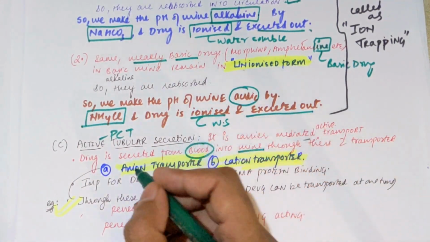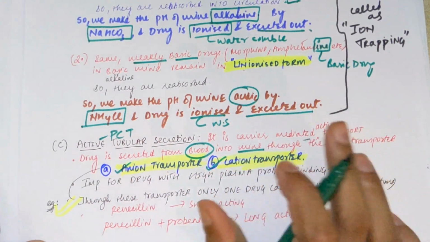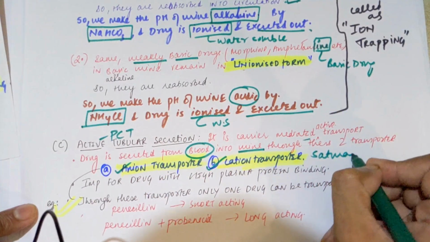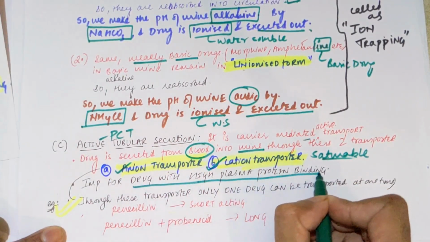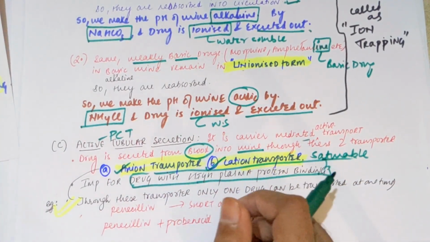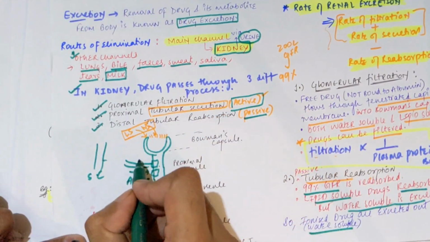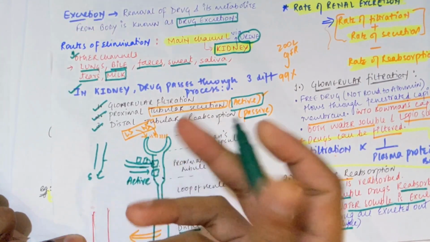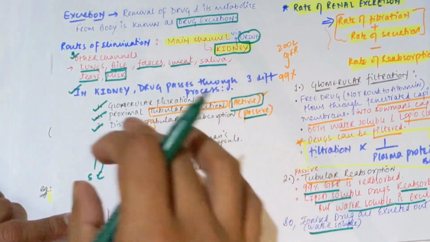And there are two transporters, one is for acidic drugs, anions, and one is for basic drugs, cations. Clear? So these two transporters are present and they are saturable. I am telling you the meaning of saturable, and it is important for drugs with high plasma protein binding, as I have told you. Clear? So saturable means that if two drugs are there and they both are acidic drugs, only one drug can pass at one time. The drug which has higher affinity for this transporter will only cross.